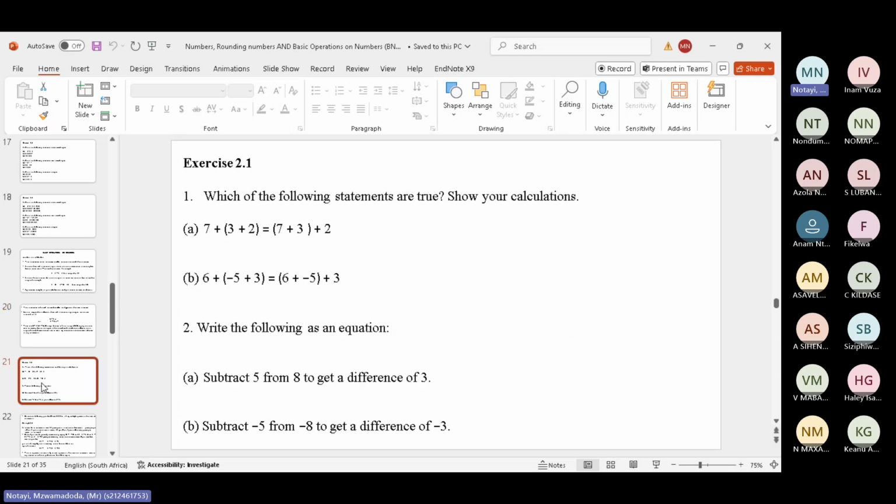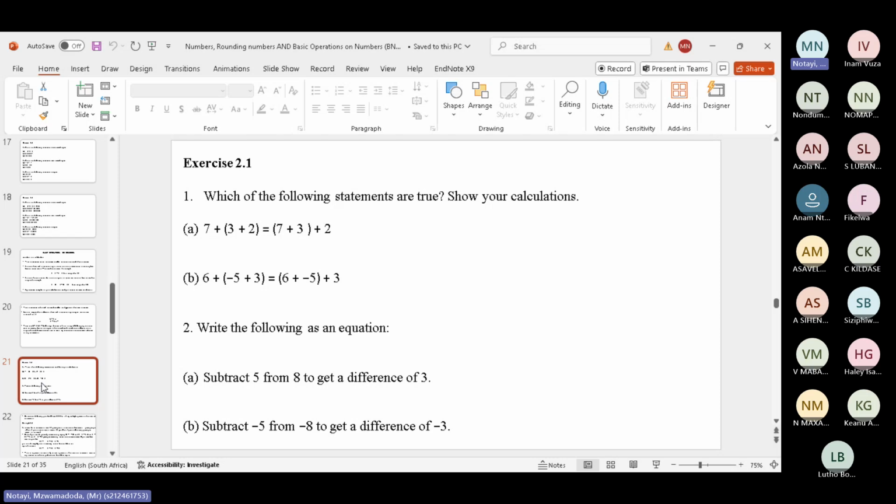Okay, exercise. Which of the following statements are true? Show your calculations. It's easy, this one. You can even use your calculator. Just use your calculator to prove that the right-hand side is equal to the left-hand side, or the left-hand side is equal to the right-hand side. And then tell me if A is true and B is true or false.